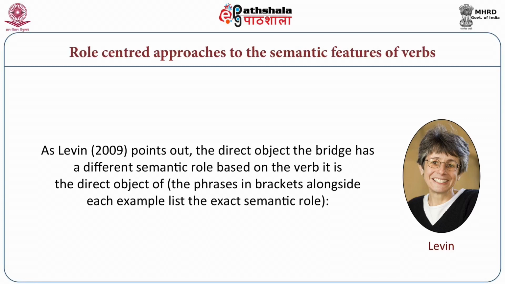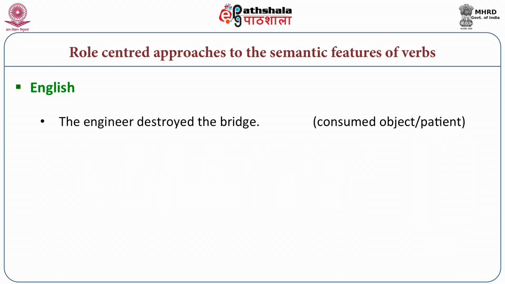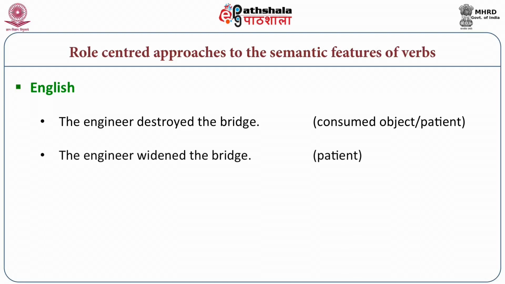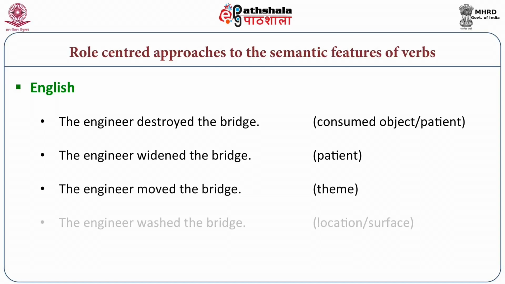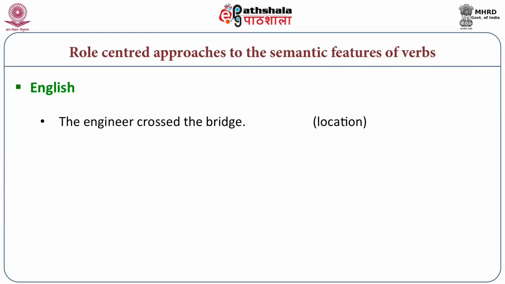As the work of Beth Levin has shown, the direct object, the bridge, in the following sentences has a different semantic role based on the verb that selects it. So, the engineer destroyed the bridge. The bridge is a consumed object or a patient. In the engineer widened the bridge, it is just a patient. In the engineer moved the bridge, it is a theme. In the engineer washed the bridge, it's a location or a surface. The engineer crossed the bridge, it's a location.